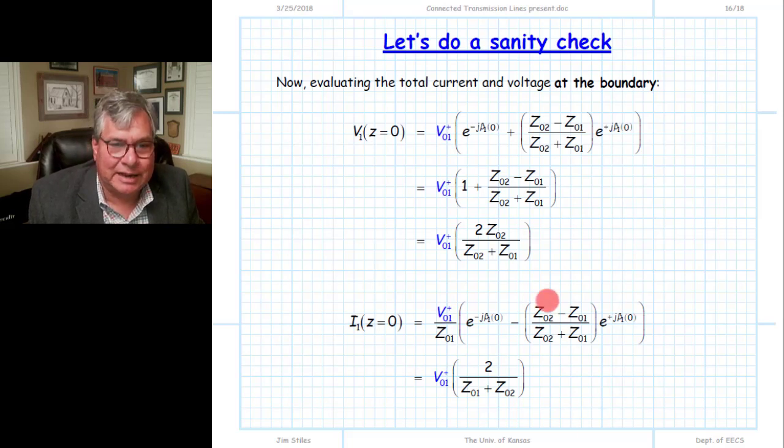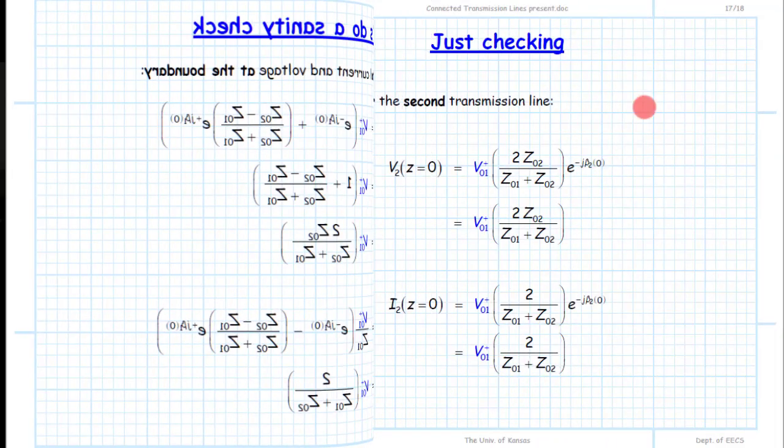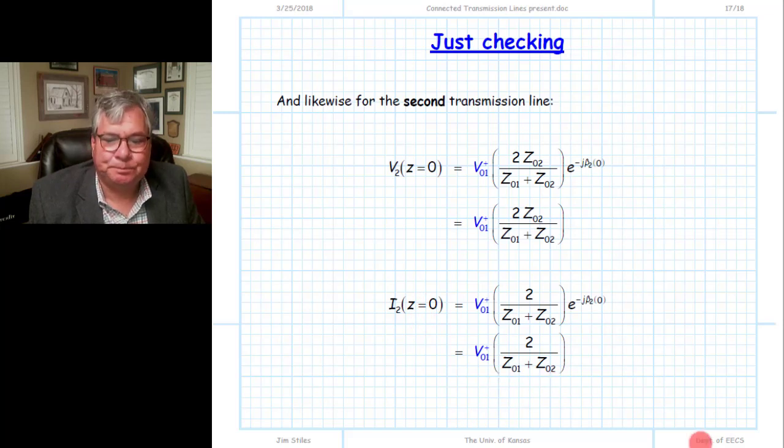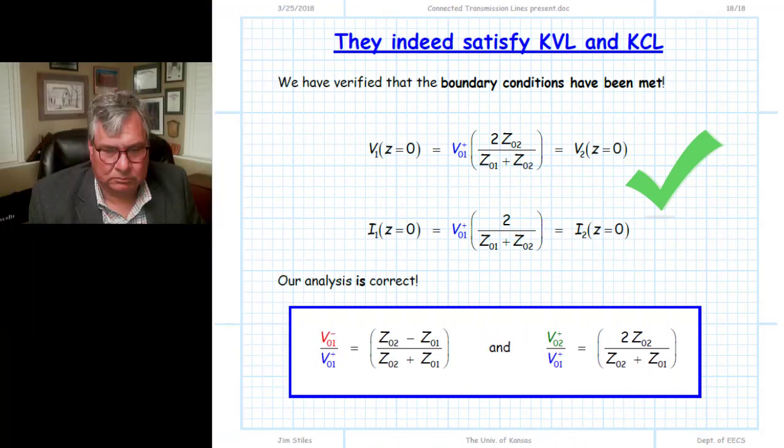We're going to go through and take our total voltage for the first transmission line, evaluate Z is equal to 0 at the interface, and we get this result. Likewise, for the total current, we get this result here. We do the same thing for our second transmission line. Evaluate the total voltage, which is simply the plus wave voltage at Z is equal to 0. And the current, likewise, we can determine, and we get these results. Our last step then is to see if these results verify our boundary conditions.